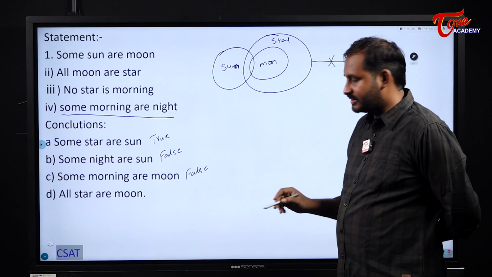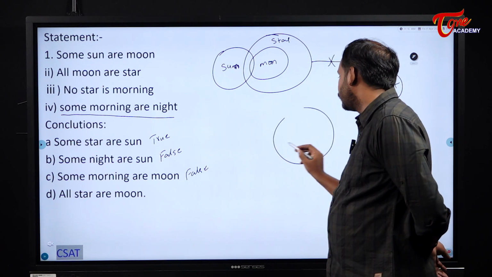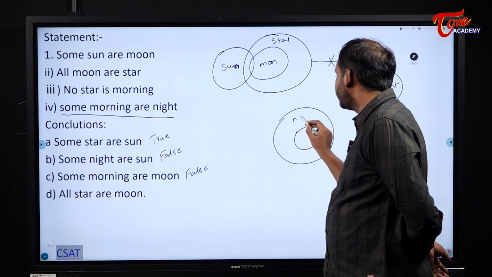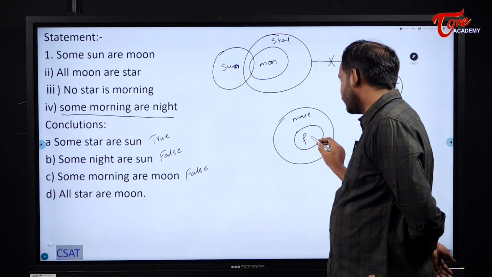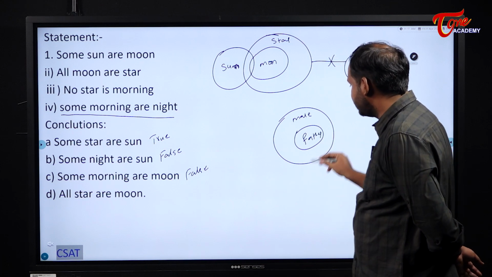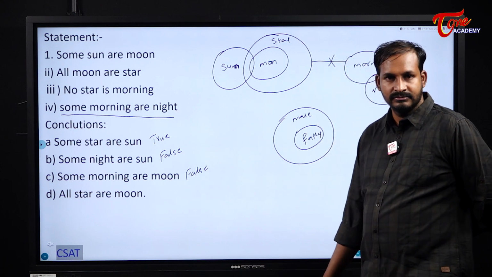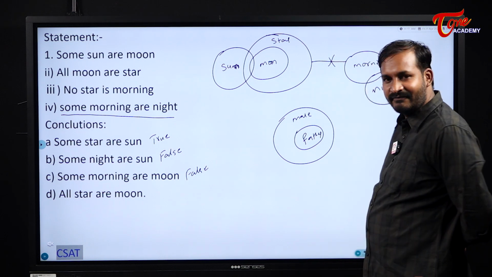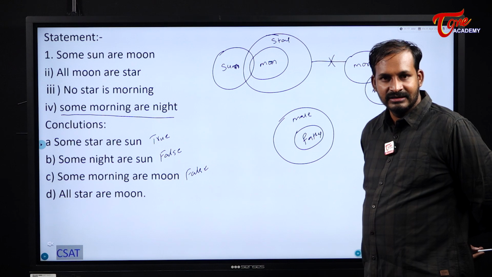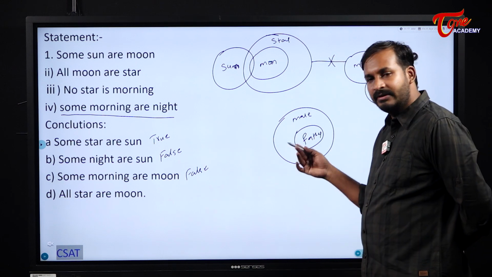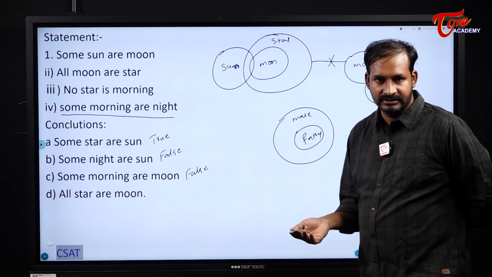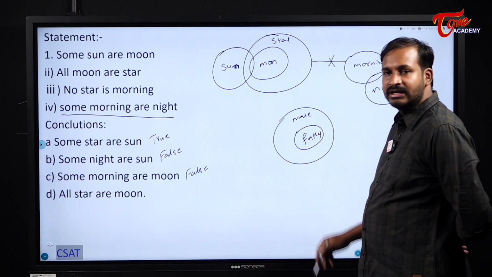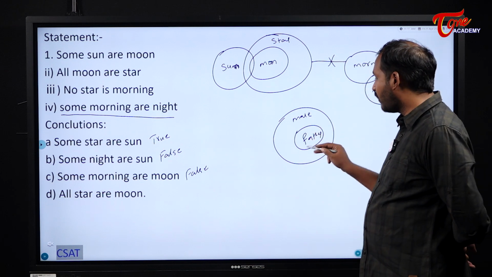Simple logic, students. I have two groups. One is the male group and the other one is father. I can say very clearly that all fathers are male. All fathers are male. But can I say all male are fathers? It is false, right? Why? Because some might not have a child. So I cannot say that all male are fathers, but I can say all fathers are male.